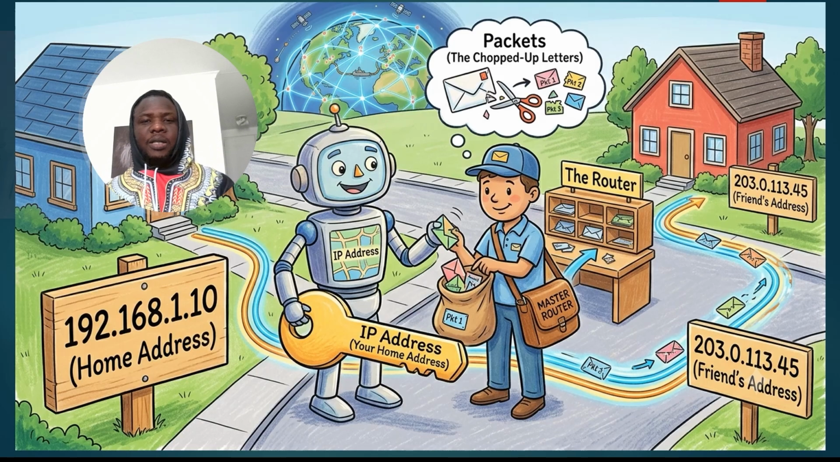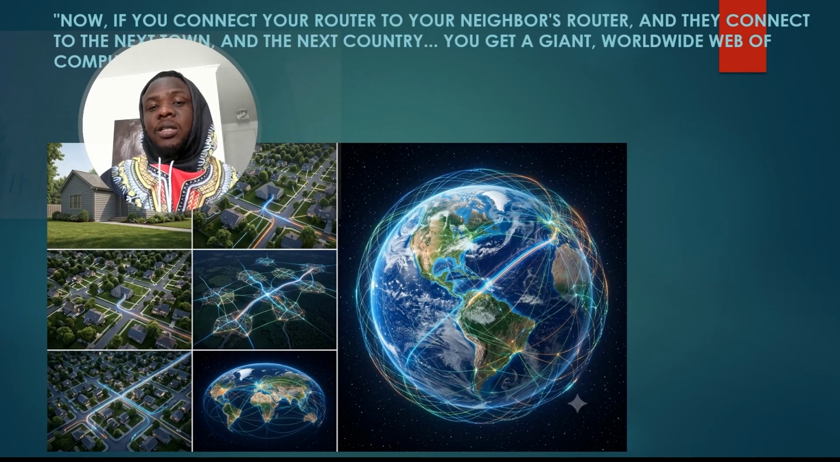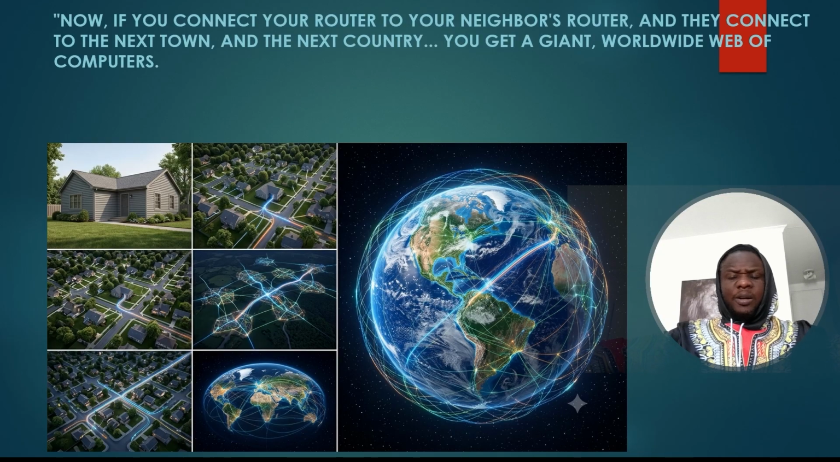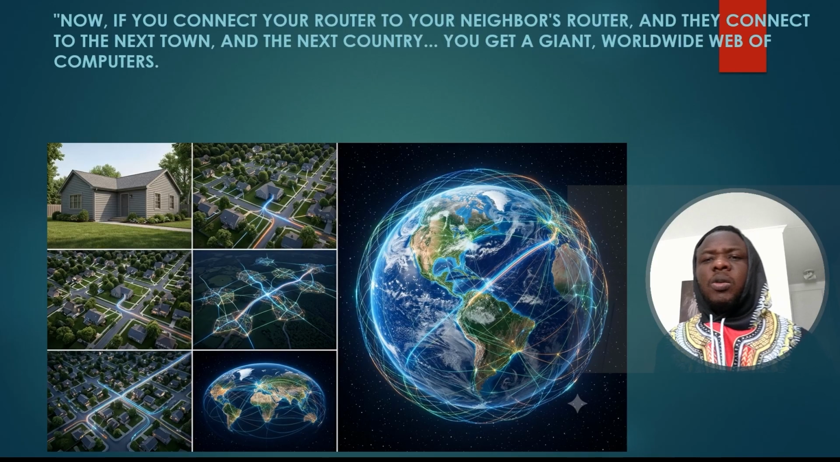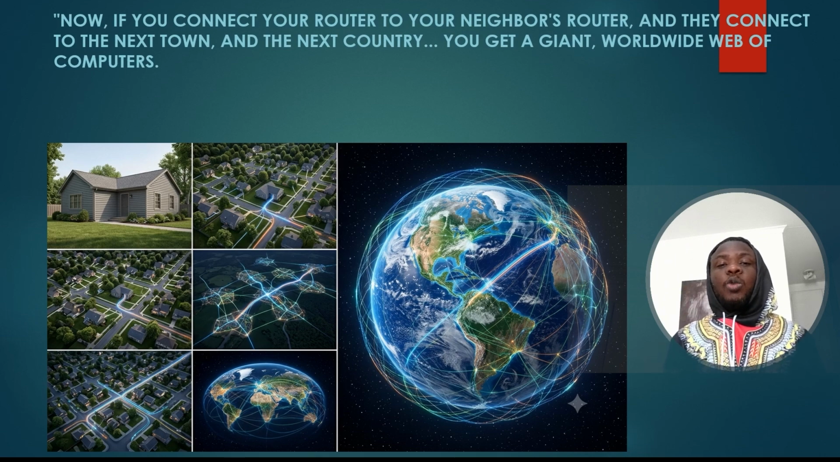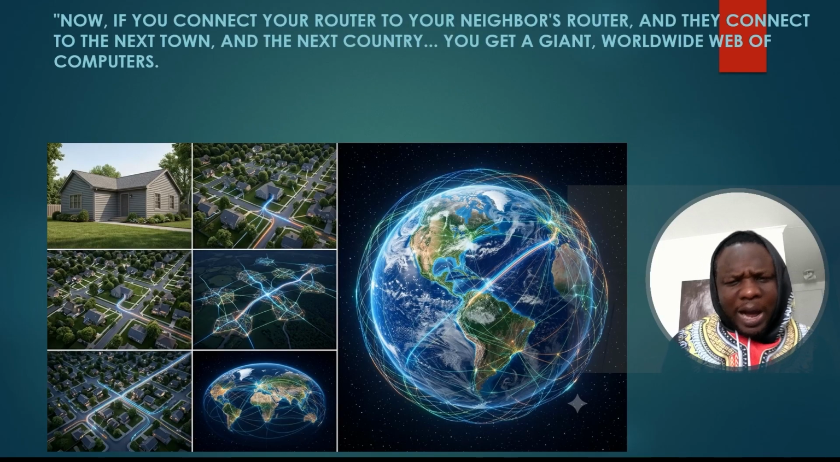So now let's go further and witness something. This is amazing. Can you imagine how much network traffic is all over the world, that everything is busy moving? Now, if you connect your router to your neighbor's router, and they connect to the next town and to the next country, you will get a giant World Wide Web computer. You know how many computers communicate at the same time, just like the way you see this. Each and every household has 1, 2, 3 or more computers. How do they know the direction?